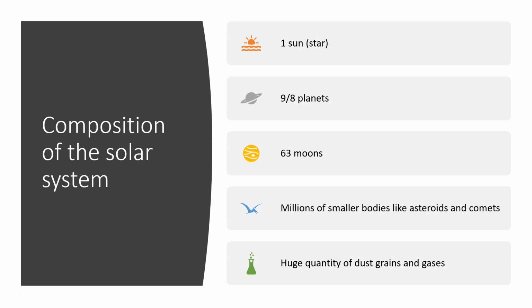In terms of the composition of the solar system, we have one sun and there are 9 planets, or 8 if we don't count Pluto, as many people don't consider Pluto a planet these days. There are 63 moons, and there are millions of smaller bodies like the asteroids and the comets, as well as a huge quantity of dust grains and gases.